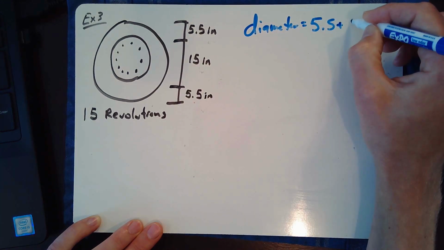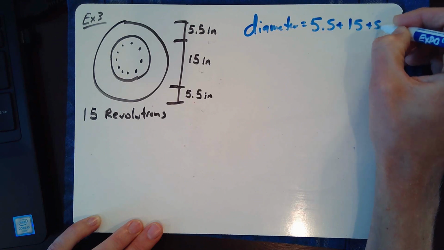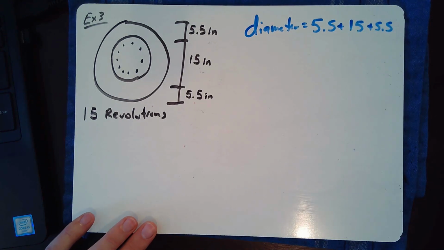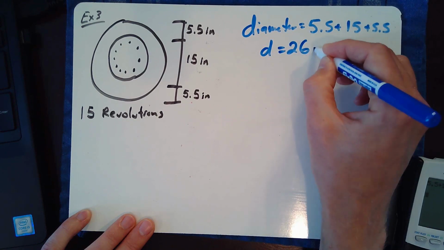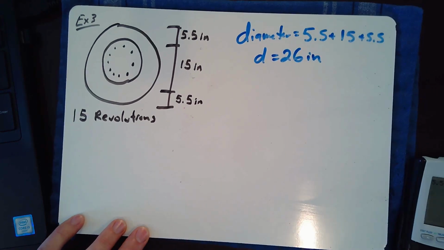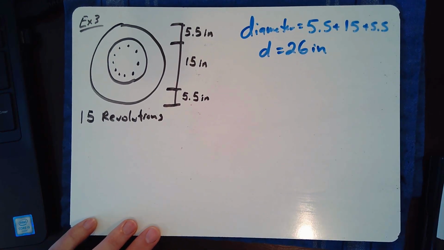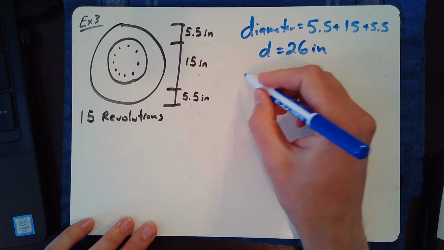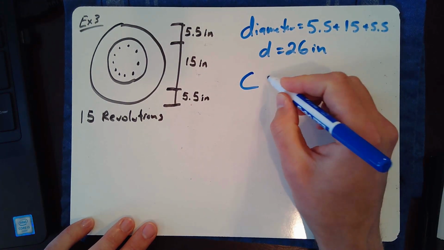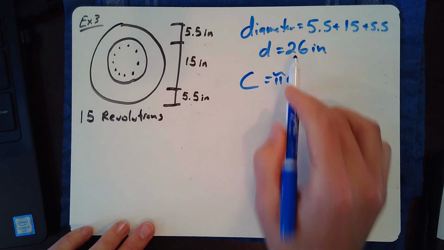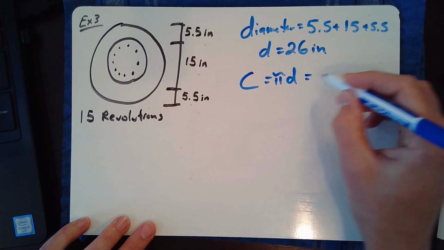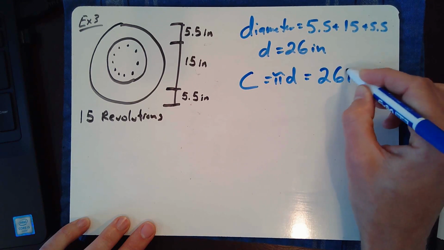5.5 plus 15 plus 5.5. And I get a diameter of 26 inches. Great. Now I'm feeling confident with this circumference formula, so I'm just going to go ahead and say I know that circumference is also pi times the diameter, which in this case is 26. So the circumference is 26 pi.